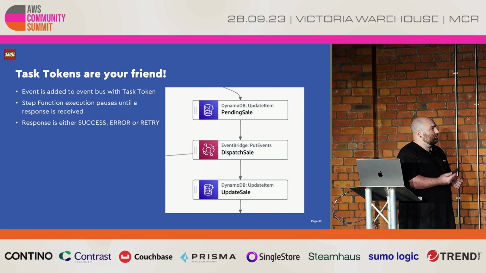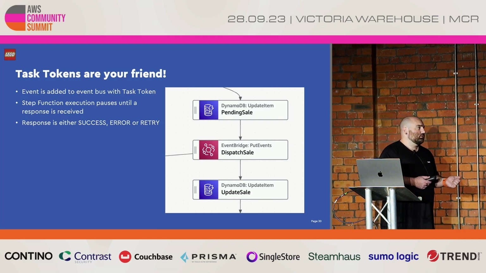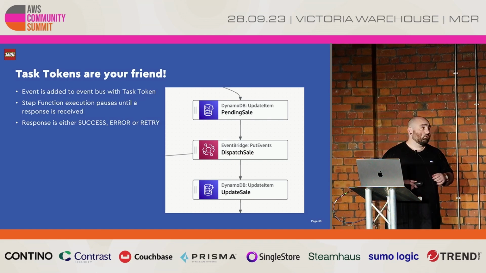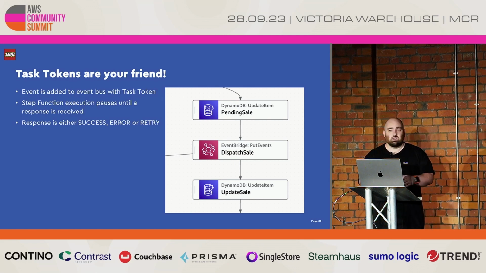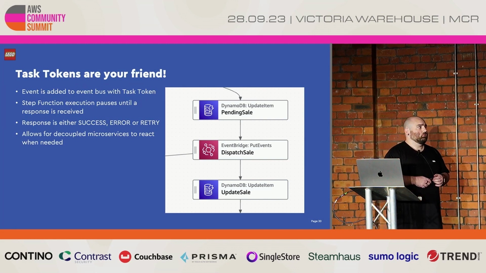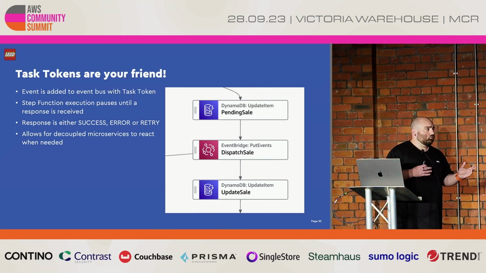So we have 3 different response types. We've got success, error, or retry. Obviously success, all good, carry on going through. Error, something went wrong, throw it down to the error handler, or retry, where it can then retry the order and try again. And what the task token really allows us to do is keep our microservices really decoupled, and they'll be able to react when needed.